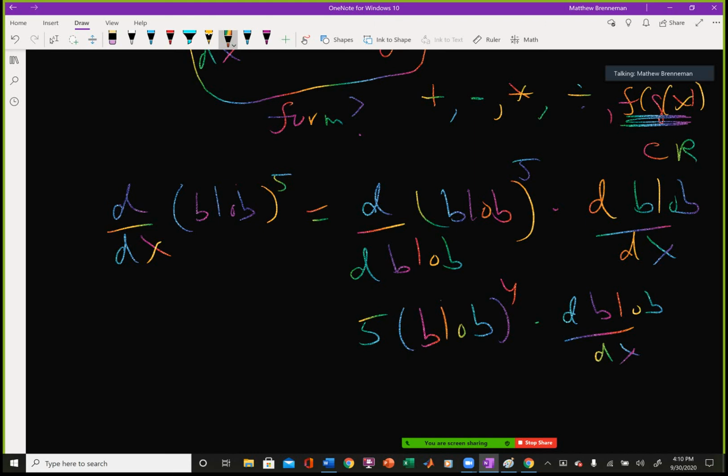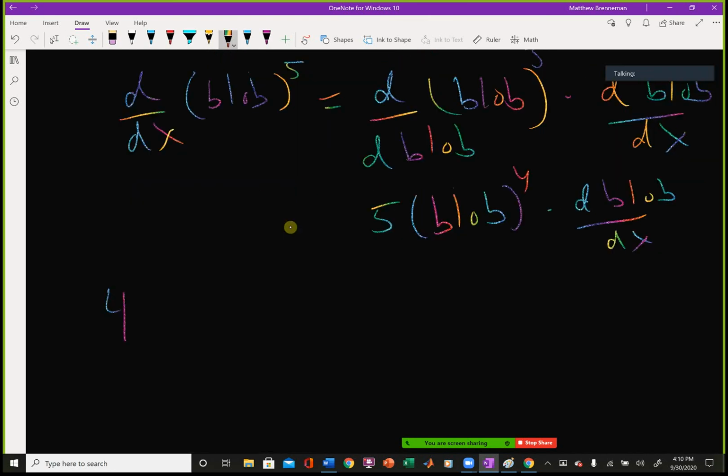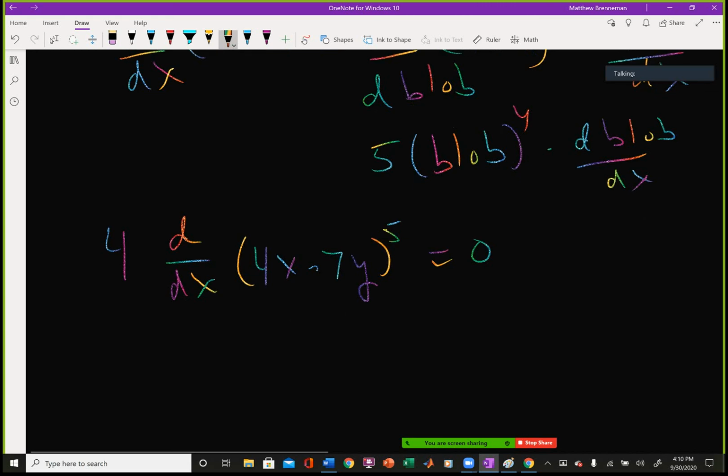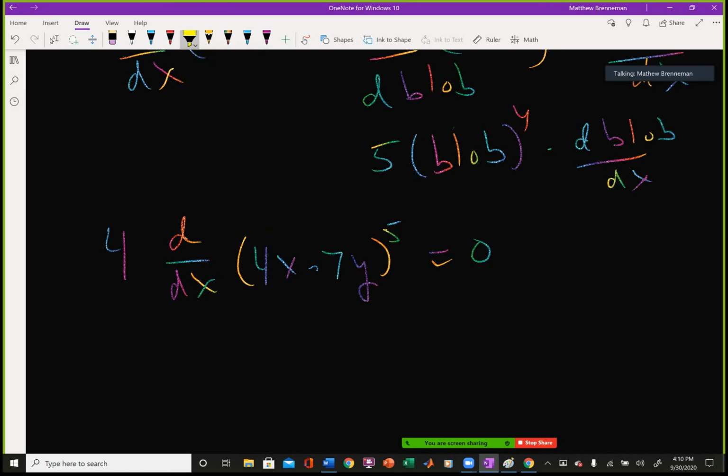So let's use this approach, okay? So here's what we have. We have 4 times d dx of 4x minus 7y to the 5th is equal to 0. And so I'm going to think of this inside function right here, right? This function right here, I'm going to think of this as the blob. Okay, this inside function.